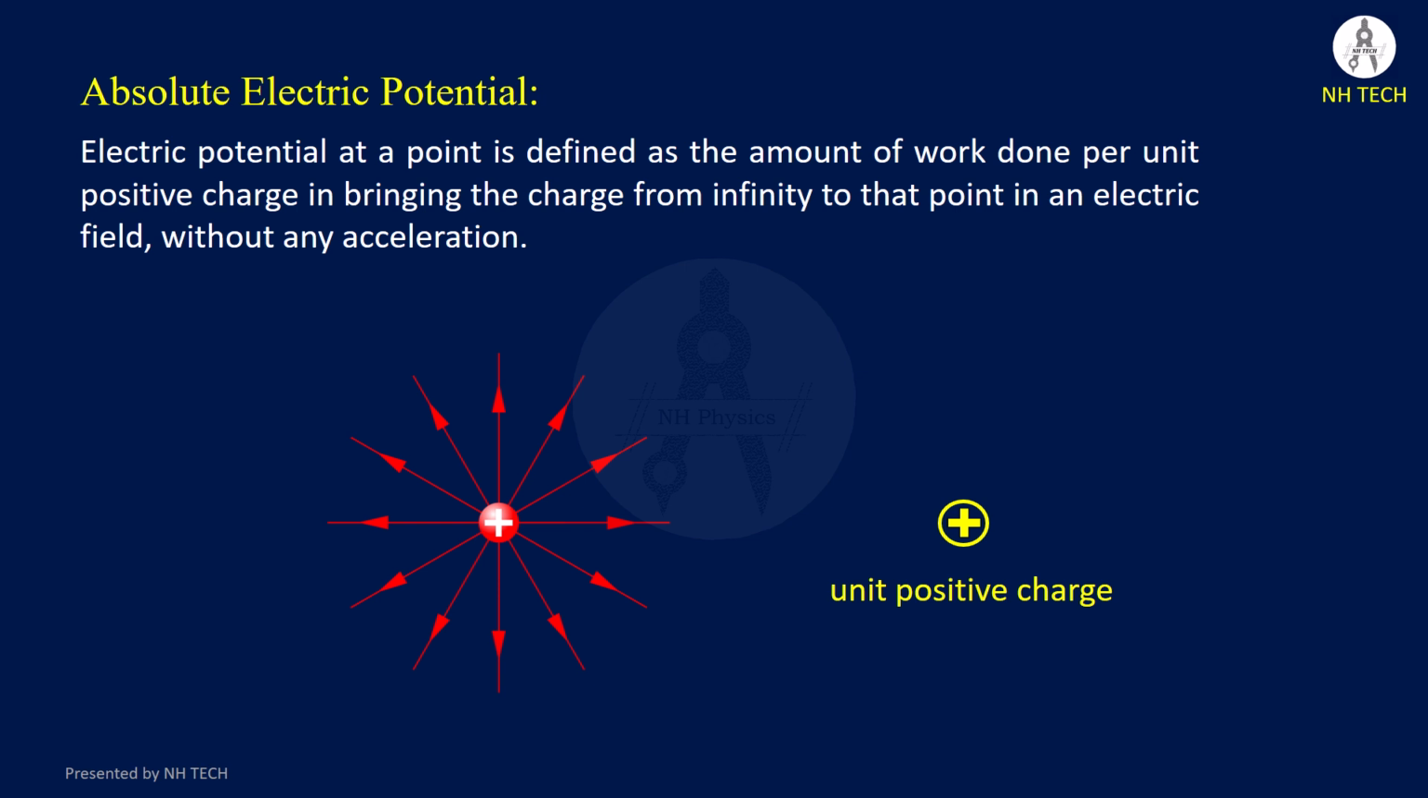There is also another important term: absolute electric potential. This is defined as the electric potential at a point when the reference point is taken at infinity, where the potential is considered to be zero. In this case, the potential difference between infinity and a given point becomes the absolute electric potential at that point.